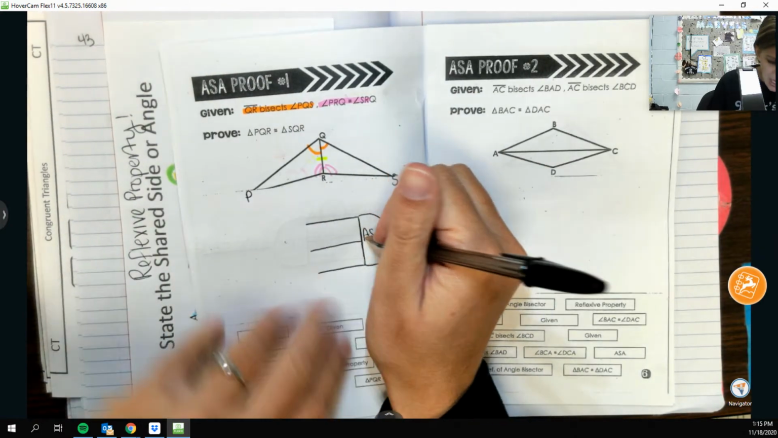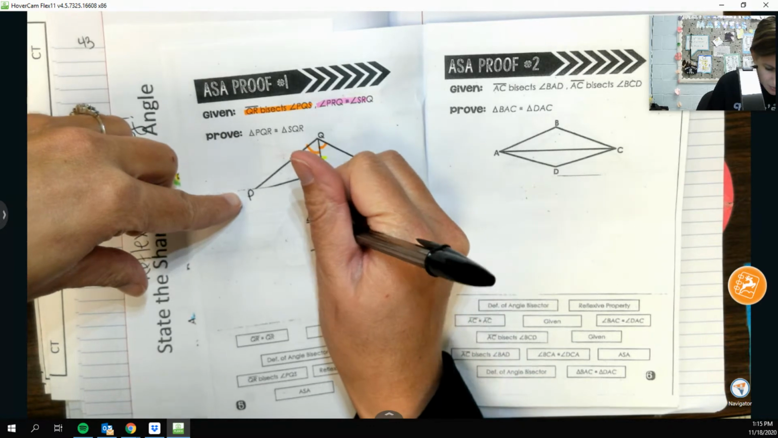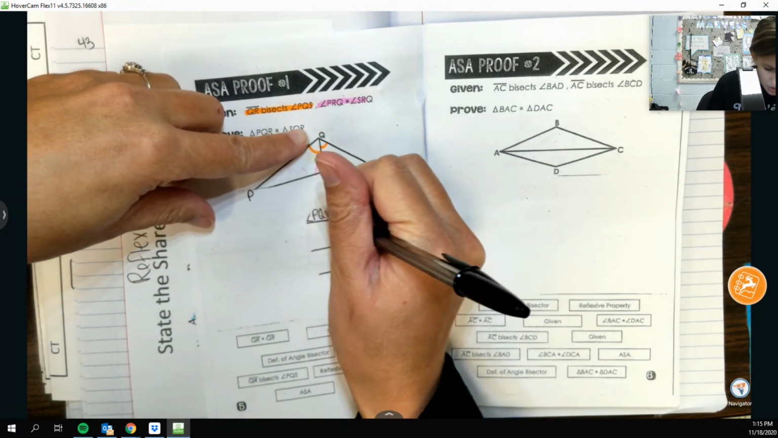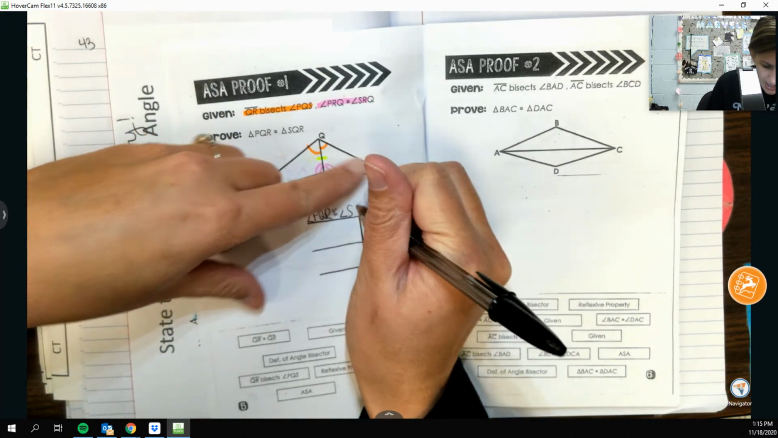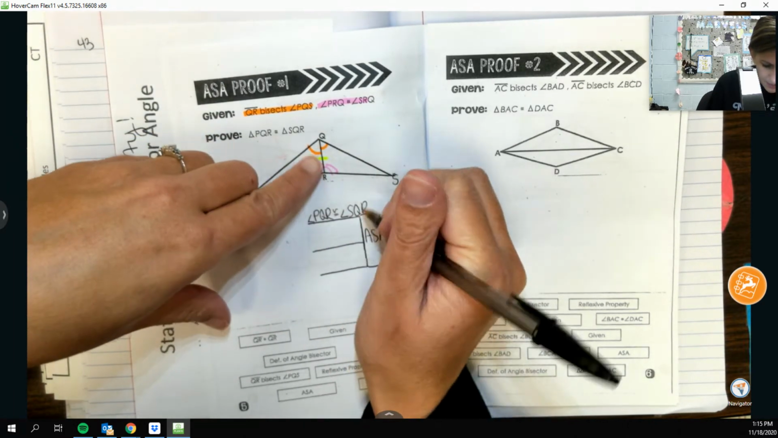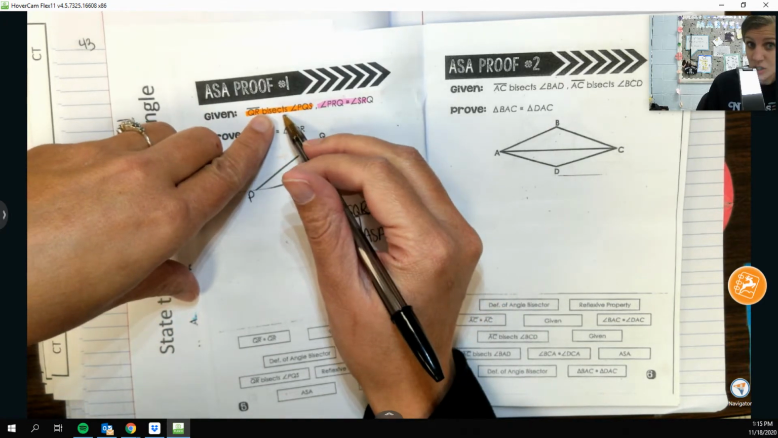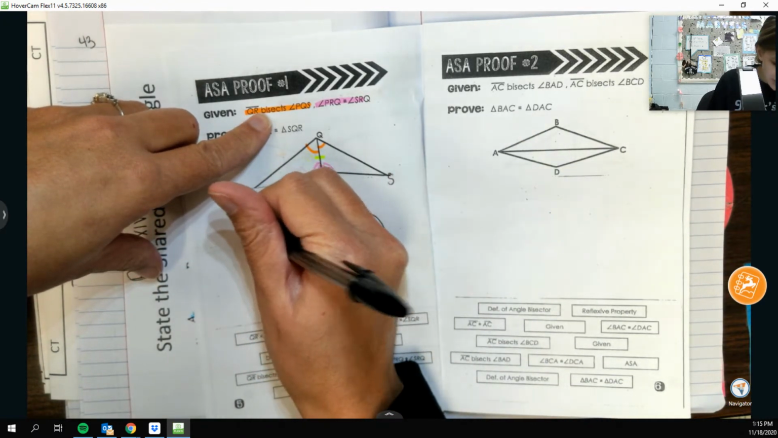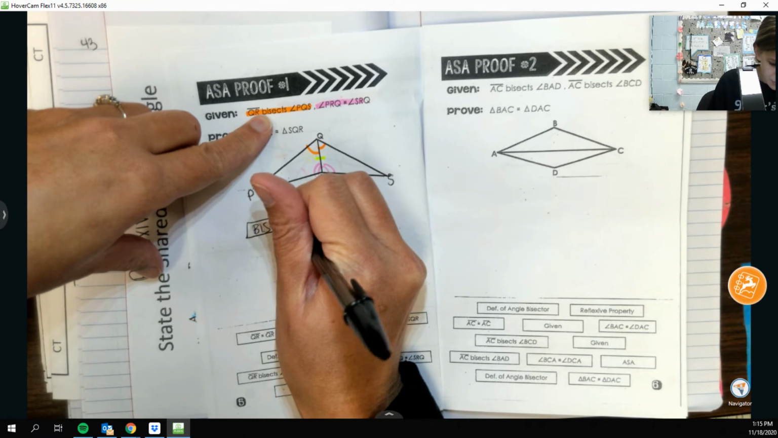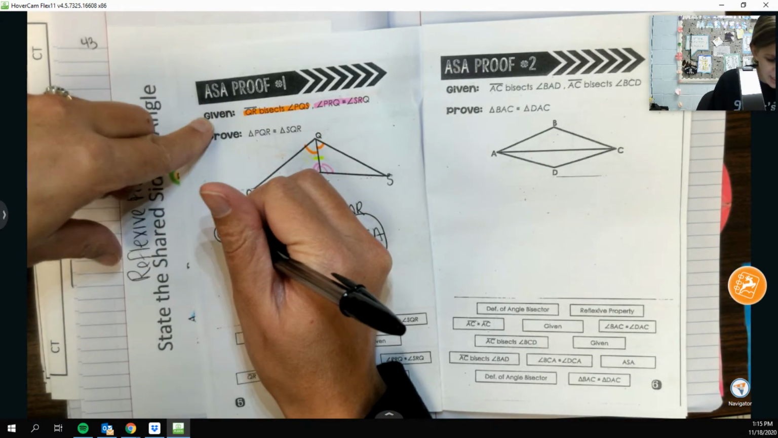And so the first angle that I marked was the orange one. And so I can say the angle PQR is congruent to angle SQR. And I was able to put those orange rainbows on there because I understand the definition of a bisector. So bisector. And I knew that I had a bisector because it was given to me.